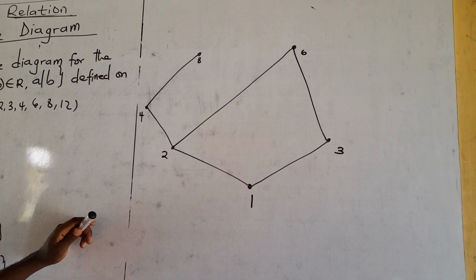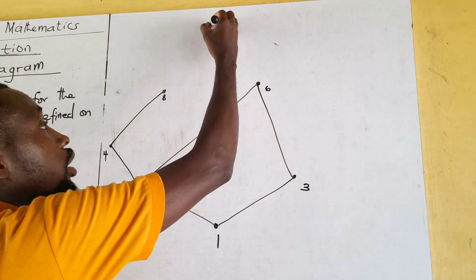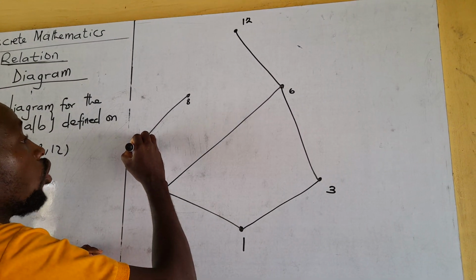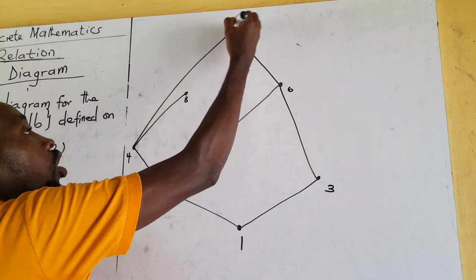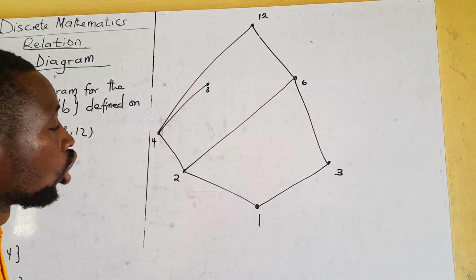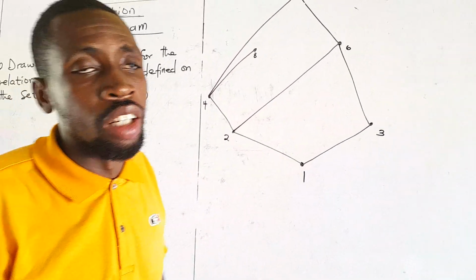The next one is 12. So you can see that 6 is a factor of 12. Then 4 is also a factor of 12. So 8 is not a factor of 12. So we will not draw a line from 8 to 12. Then this is how our Hasse diagram will look like.